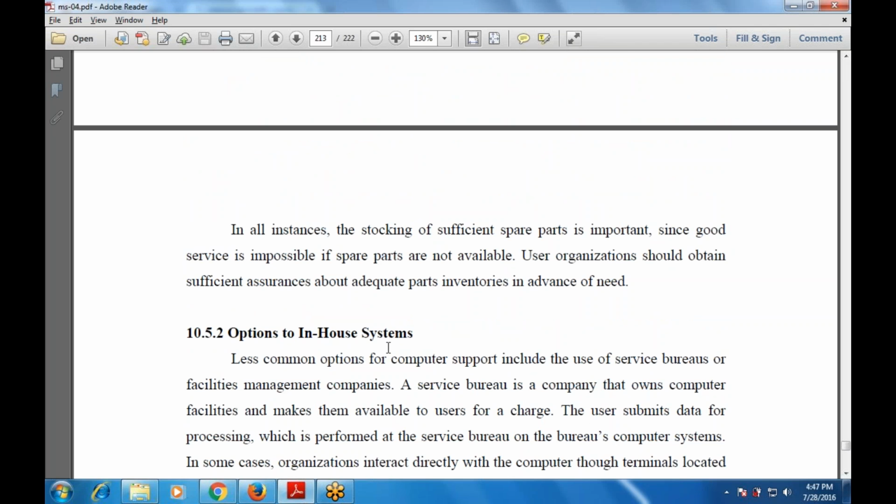In addition to this, in all instances, the stocking of sufficient spare parts is very important, since good service is impossible if the spare parts are not available. And the user organizations should obtain sufficient assurances about an adequate parts inventory in advance of the need.